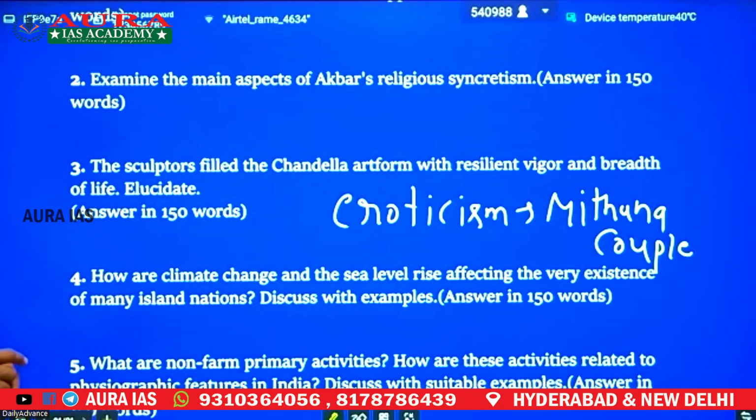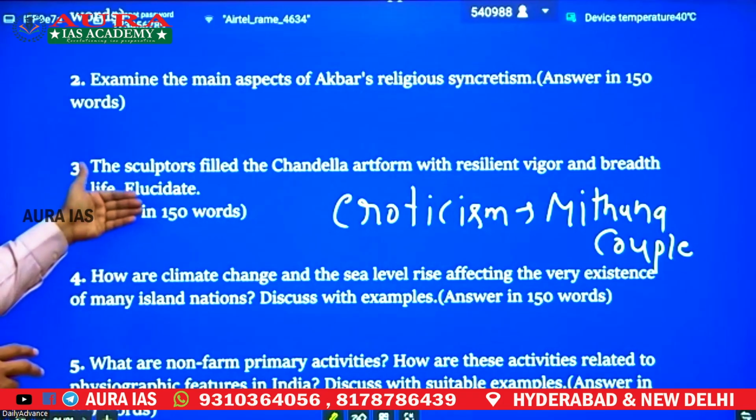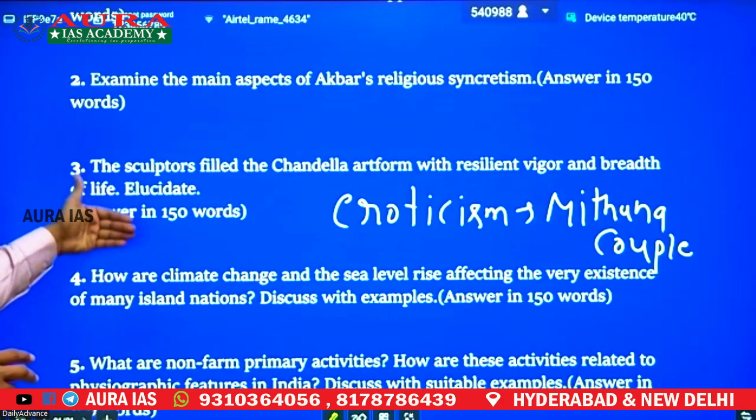So this question: how are climate change and sea level rise affecting the very existence of many island nations? An increase in the sea level because of the impact of climate change will threaten the existence of many island nations, like what I said before.